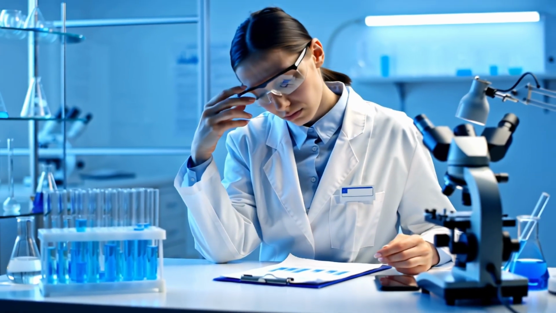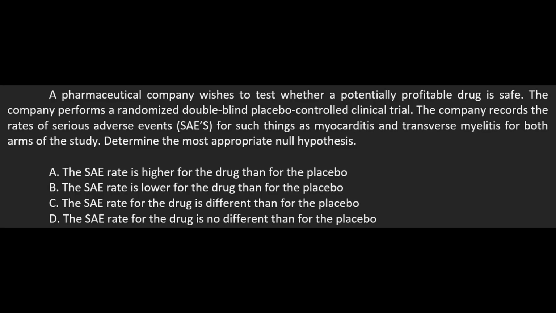Another example. Safety studies. Multiple choice question. A pharmaceutical company wishes to test whether a potentially profitable drug is safe. The company performs a randomized, double-blind, placebo-controlled clinical trial. The company records the rates of serious adverse events, SAEs, for such things as myocarditis and transverse myelitis for both arms of the study. Determine the most appropriate null hypothesis.